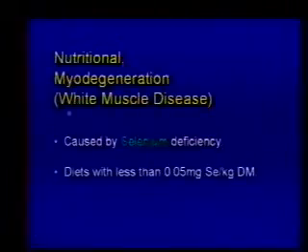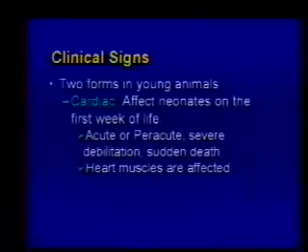Another musculoskeletal disease is nutritional myodegeneration or white muscle disease. This is caused by selenium deficiency. Diets with less than 0.05 milligrams of selenium per kilogram of dry matter. These cows are predisposed to white muscle disease. There are essentially two forms in young animals. One is the cardiac form. This affects neonates in the first week of life.